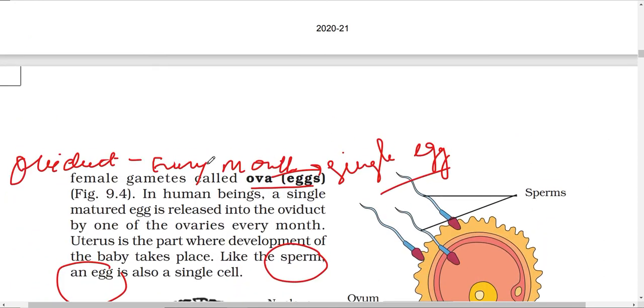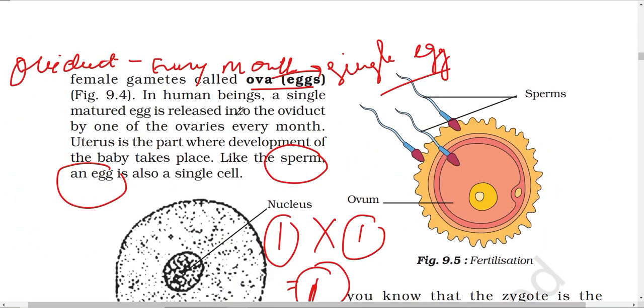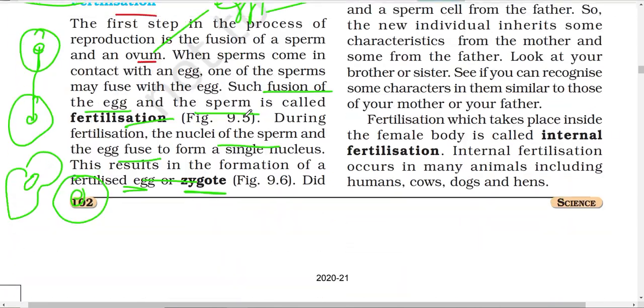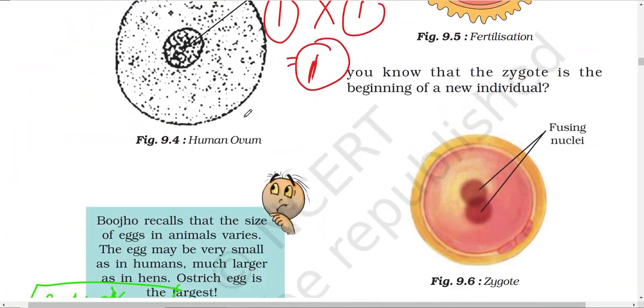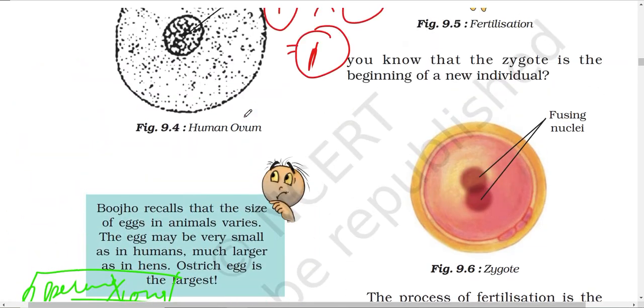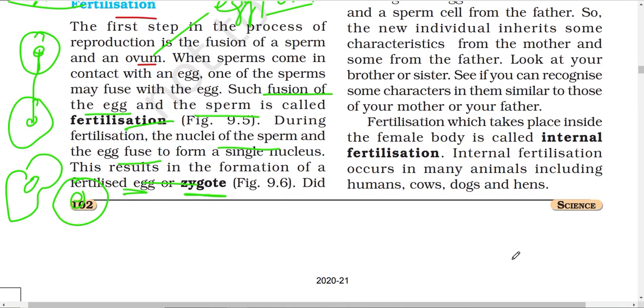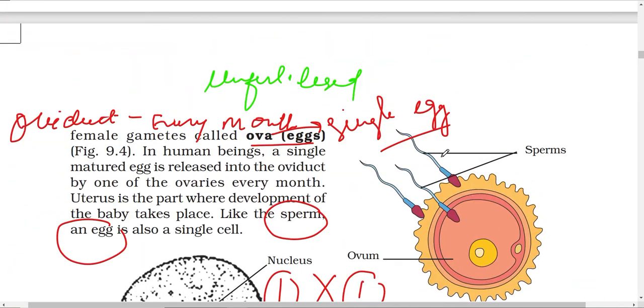Now this results in the formation of the fertilized egg, that is the zygote. Above, I told that one egg is released every month, so that is an unfertilized egg. There no fertilization is occurring, that is why it is an unfertilized egg, and this downward is a fertilized egg, that is the zygote. This is how the fusion of the nuclei occurs, and this is how the sperm enters the ova.